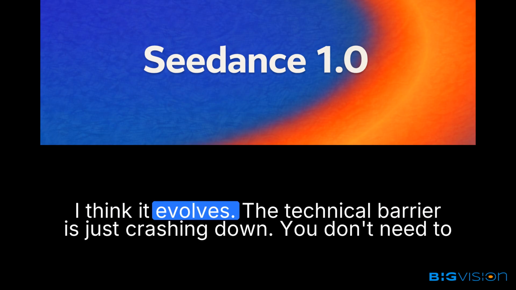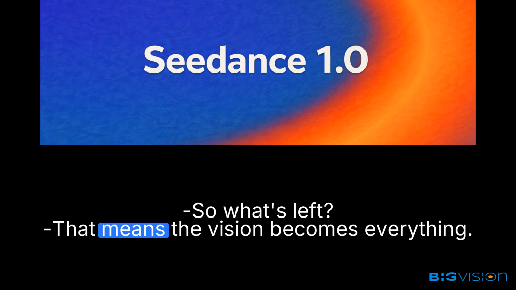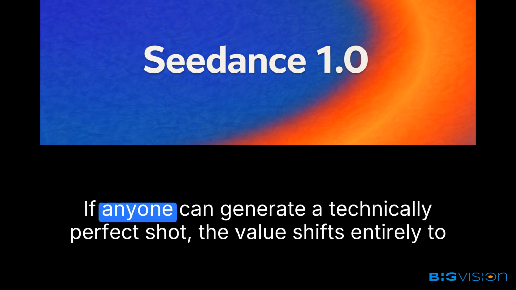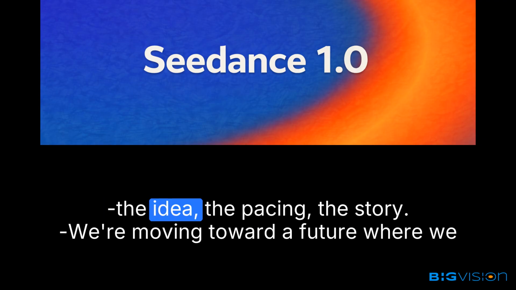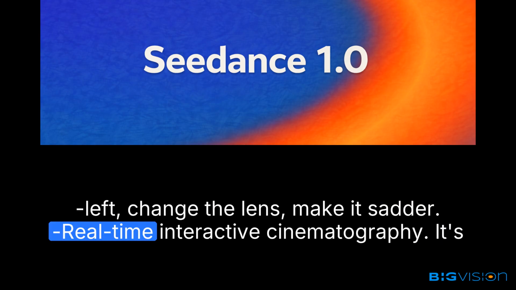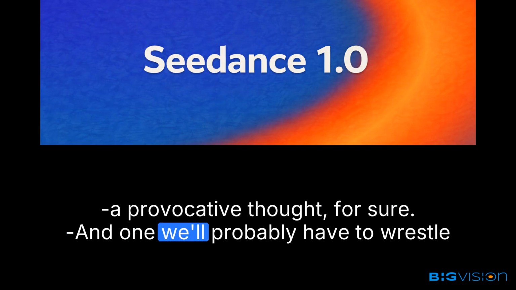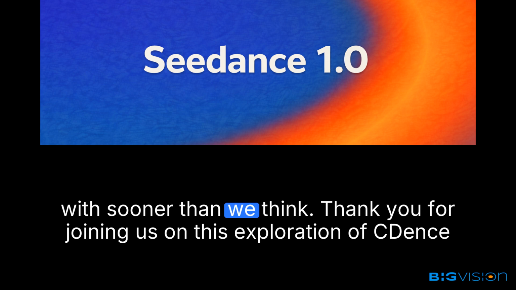I think it evolves. The technical barrier is just crashing down. You don't need to know how to rig a light or pull focus anymore. So what's left? That means the vision becomes everything. If anyone can generate a technically perfect shot, the value shifts entirely to the idea, the pacing, the story. We're moving toward a future where we don't just prompt the scene, but we interactively direct it. Move the camera left, change the lens, make it sadder. Real-time, interactive cinematography. It's a provocative thought, for sure. And one we'll probably have to wrestle with sooner than we think.